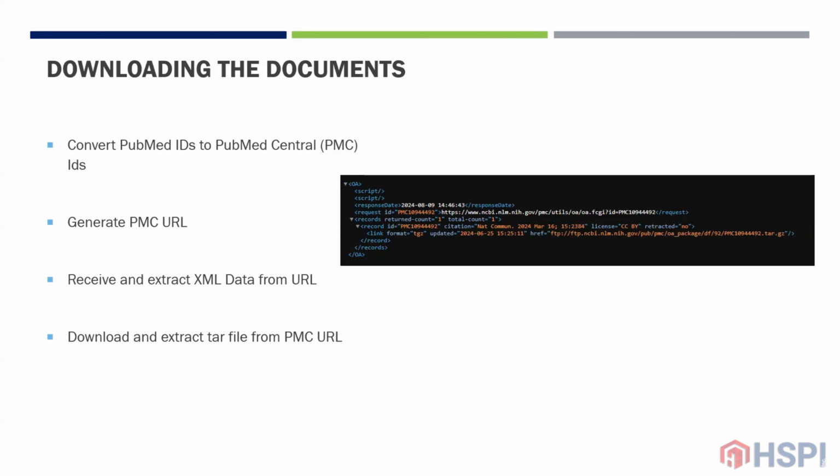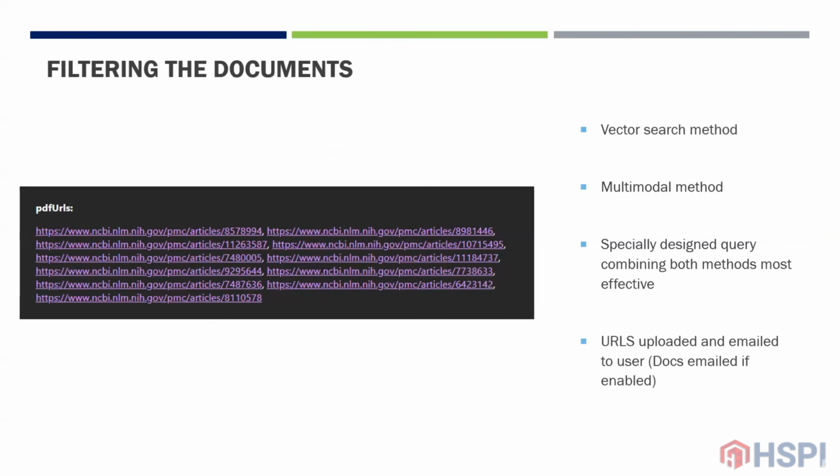Now filtering. This is our kind of special sauce, as I like to put it. We have two sub-filter methods. The first is vector search. Essentially, we are indexing the document to a vector store and querying it to try and determine whether or not whatever you put in your sub-filter query exists in the document.